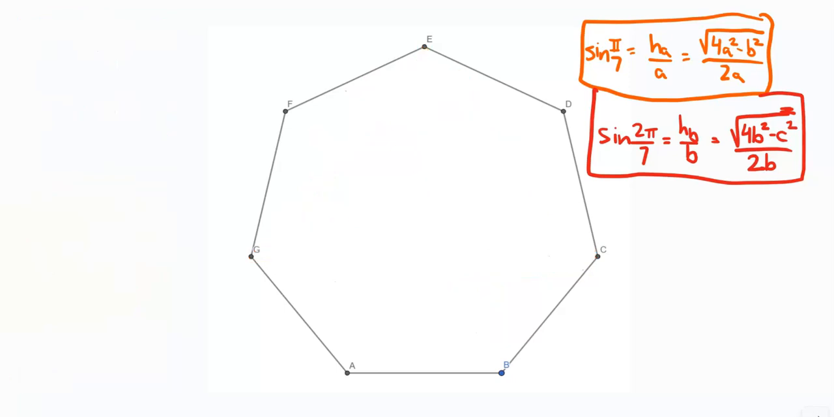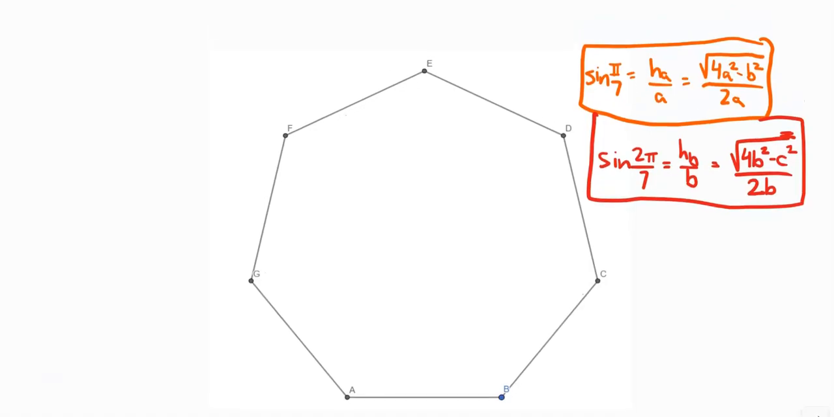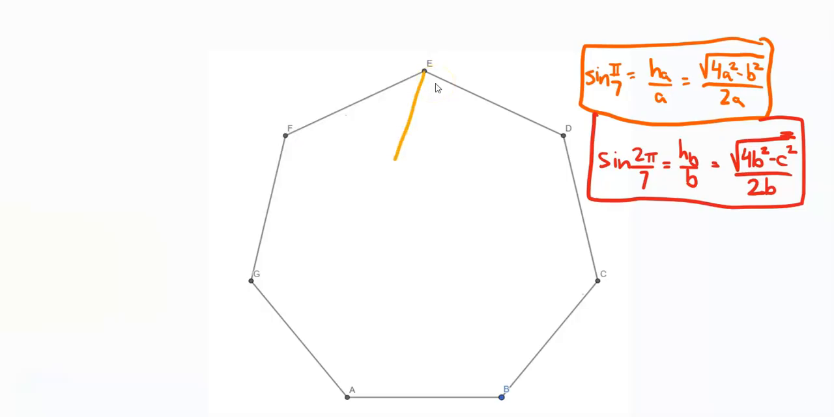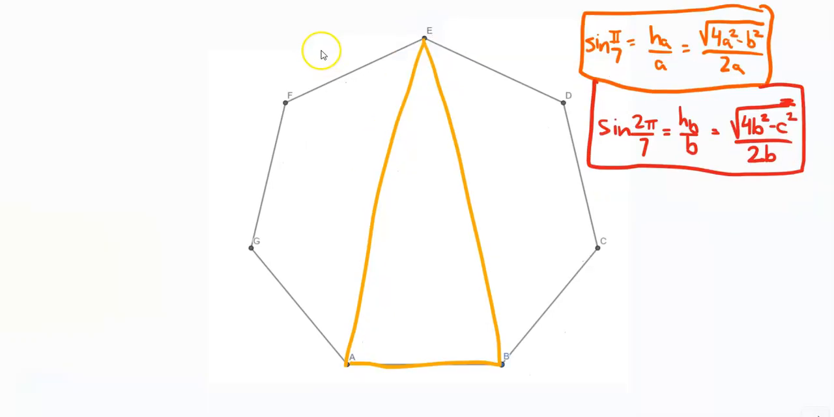All right, everyone, the last one that I want to do is we're going to connect E to A and E to B, and of course A to B, like so here. Then we'll write this as C because we're skipping two vertices, C and A, and of course we'll drop down the altitude. We'll call this H sub C.